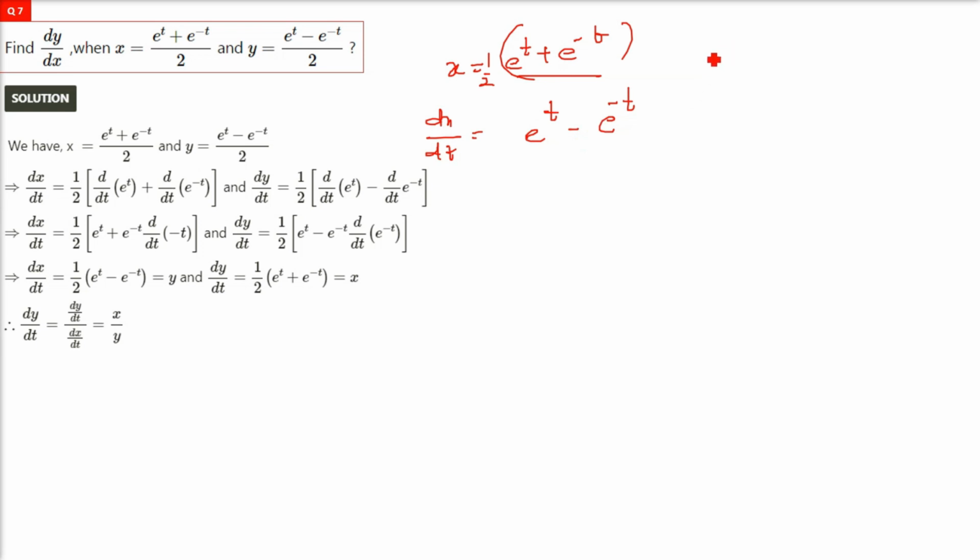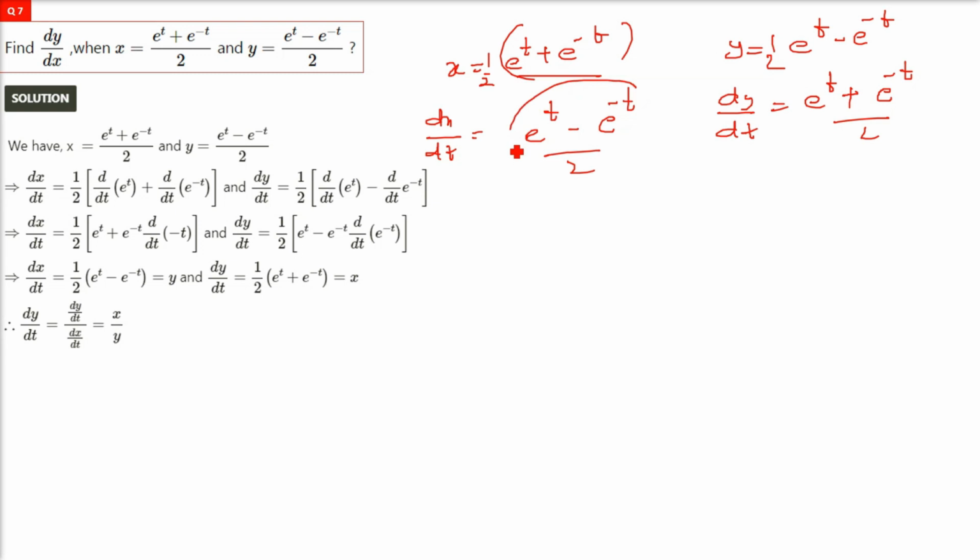Similarly, y is equal to (e to the power t minus e to the power minus t) divided by 2. Dy by dt: half is already there. E to the power t is e to the power t. E to the power minus t is e to the power minus t, and then differentiation of minus t is negative. So e to the power t plus e to the power minus t, and the 2 is already there.